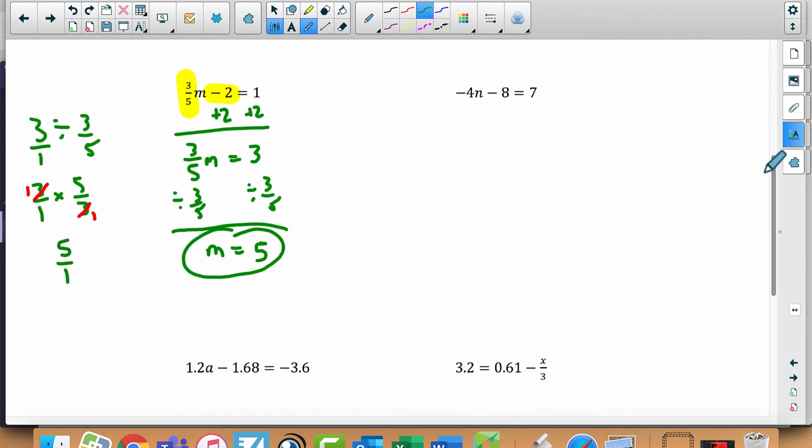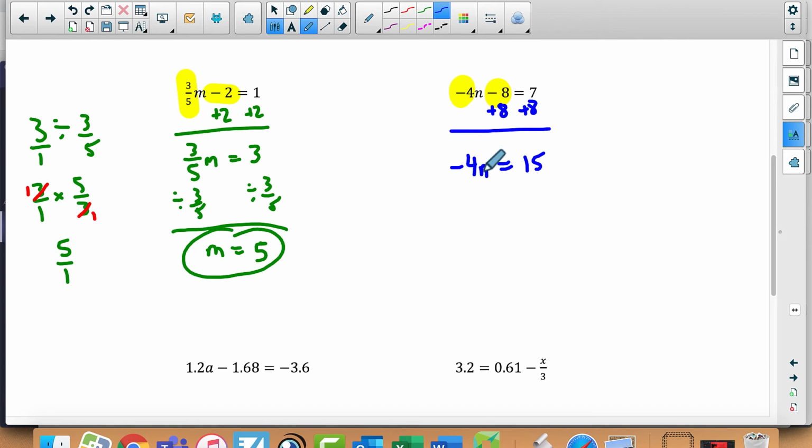Okay, now some ones that upset people, but there's nothing different. Just follow the same rules here. What do you need to get rid of? We got to get rid of this -4 and we got to get rid of this -8. Which one of them can we get rid of by adding or subtracting? The -8. So we're going to add 8 and add 8. So what's left? We still have -4n on this side. The 8's are gone. And 7 plus 8 is 15.